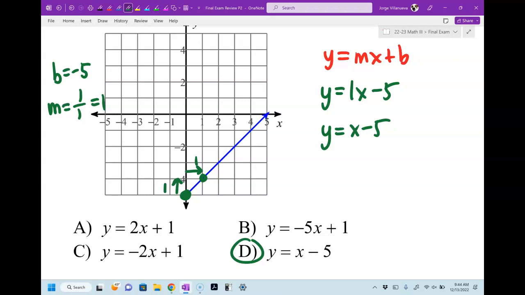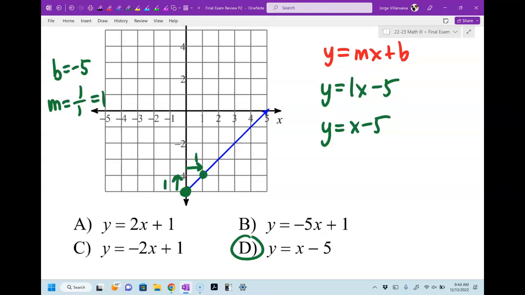Okay, so notice it's still an easy problem, but they gave you less information, so you have to figure out how do I find the stuff I need? You're always going to need an m value and a b value, so you got to figure those out, okay?